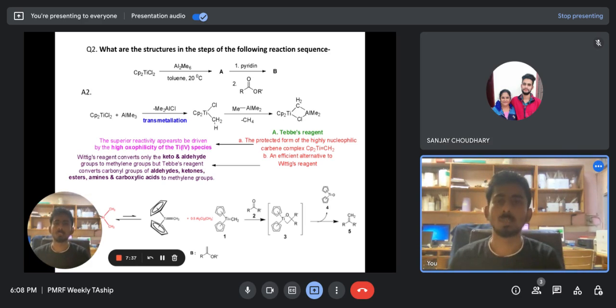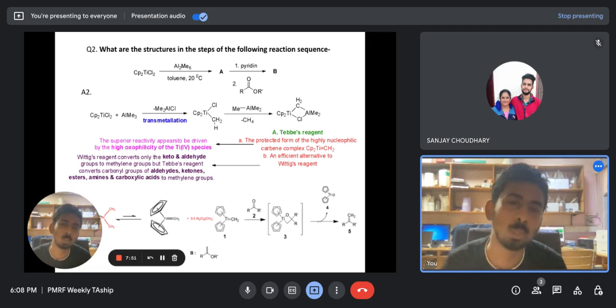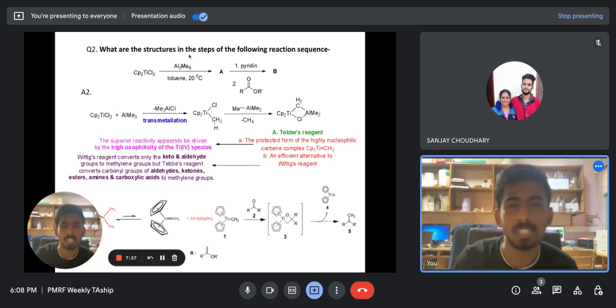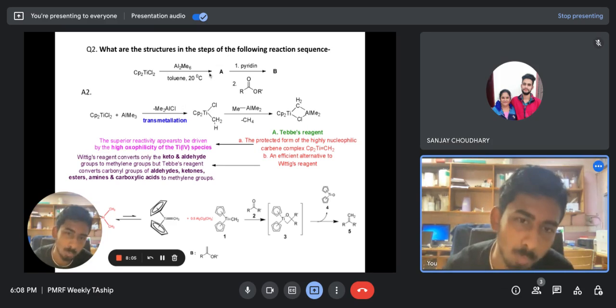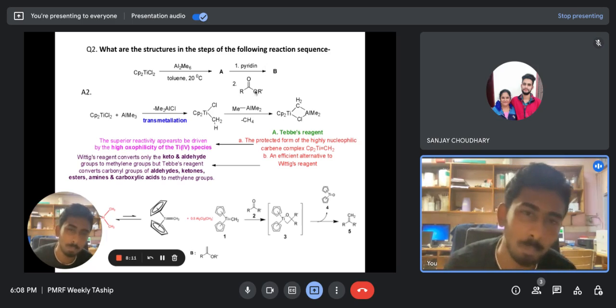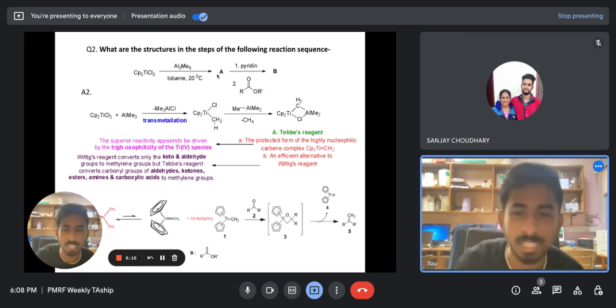So the question is, what are the structures in the steps of the following reaction sequence? The reaction sequence is as follows. Cp2TiCl2, it's a very common titanium precursor which is commercially available. This Cp2TiCl2 is a d0 system and has this kind of electron asymmetry. It is treated with Al2Me6 in toluene at 20 degrees Celsius. Then A is formed. What happens when first pyridine is given to A, and then A is treated with RCOOR? So B is produced. So what are the structures A and B here?